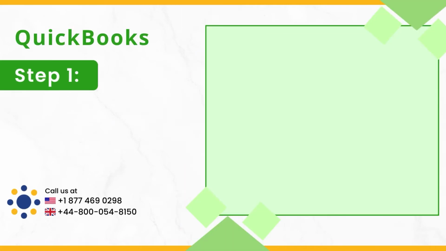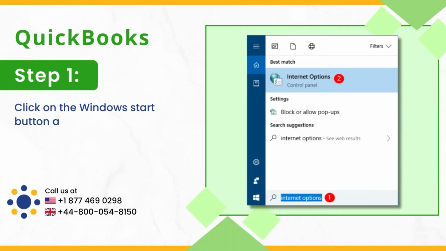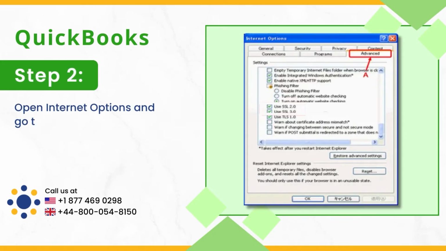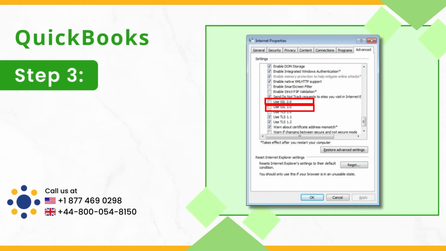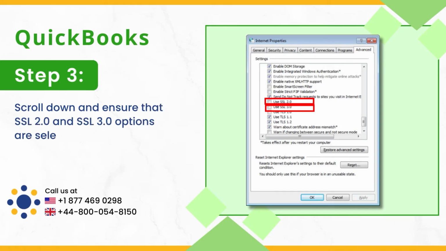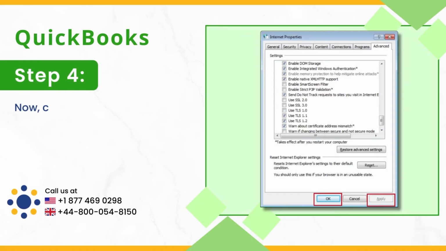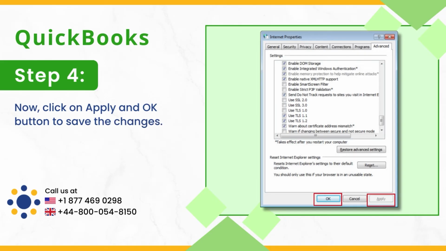Step 1. Click on the Windows Start button and search Internet Options. Step 2. Open Internet Options and go to the Advanced tab. Step 3. Scroll down and ensure that SSL 2.0 and SSL 3.0 options are selected. Step 4. Now, click on Apply and OK button to save the changes.